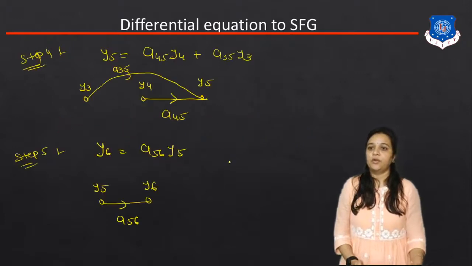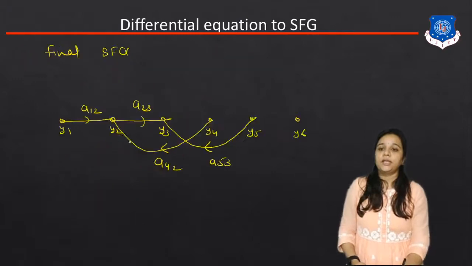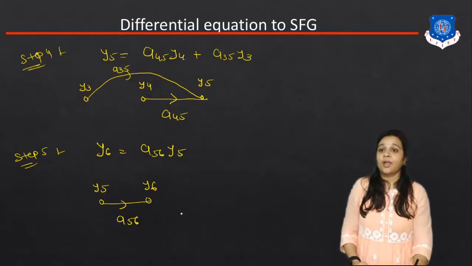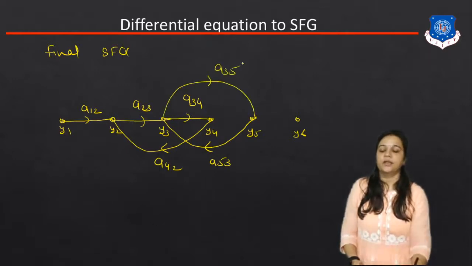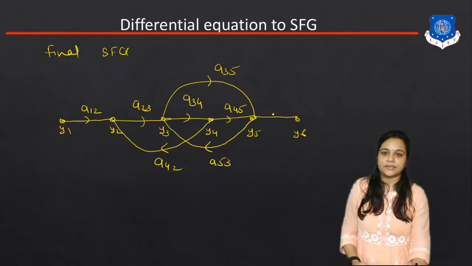A5, 3. Now the step number 3, y3 to y4, a3, 4. Now the step number 4, y3 to y5, a3, 5. Then next, y4 to y5, a4, 5. Okay, and y5 to y6, a5, 6.